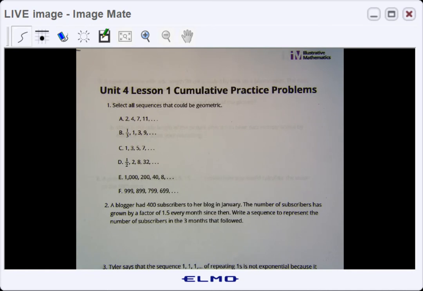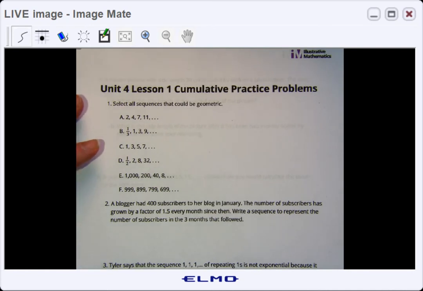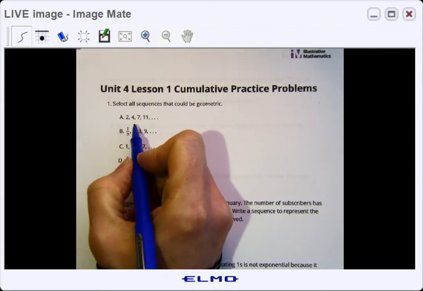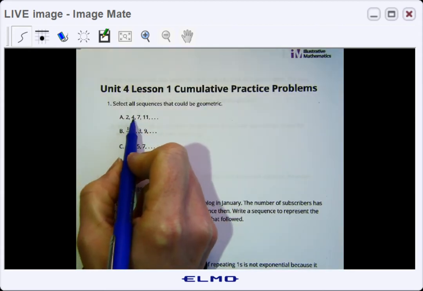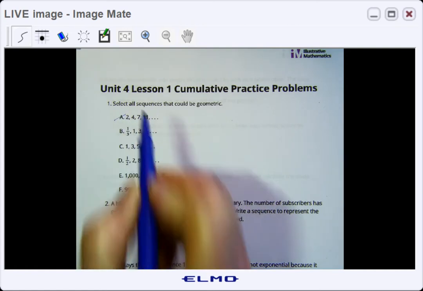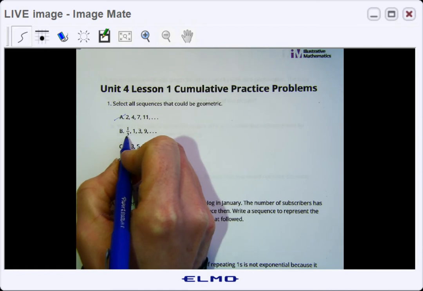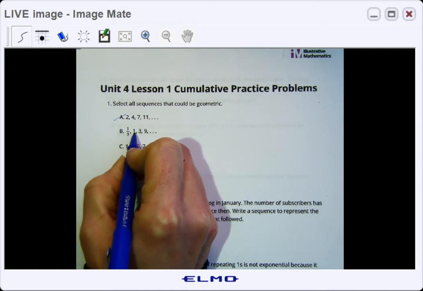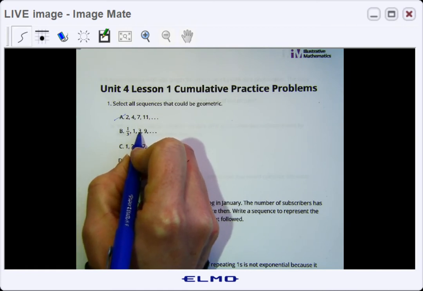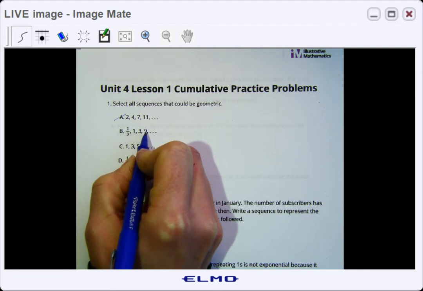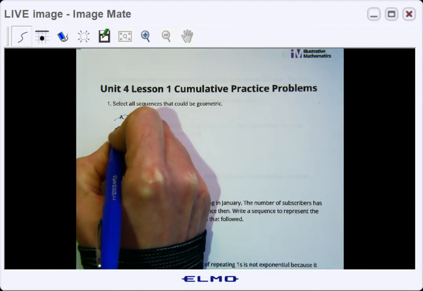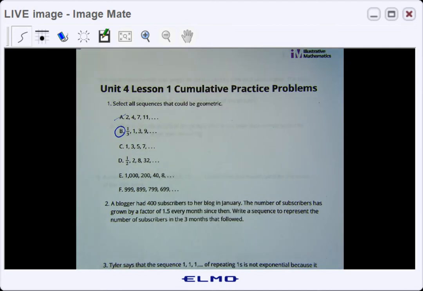For number 1, select all sequences that could be geometric. So remember, geometric sequences are going to have a constant multiplier or a constant factor. So I'll check each one. To get from 2 to 4, multiply by 2, but then 4 times 2 is 8, not 7, so not A. On B, if I multiply 1/3 by 3, I get 1, and then times 3 is 3 and times 3 is 9. So B is going to be geometric.